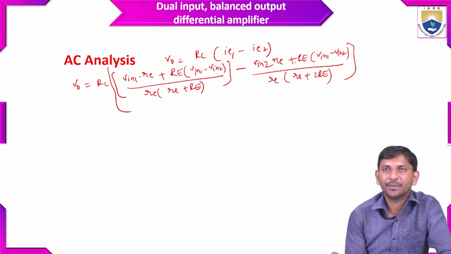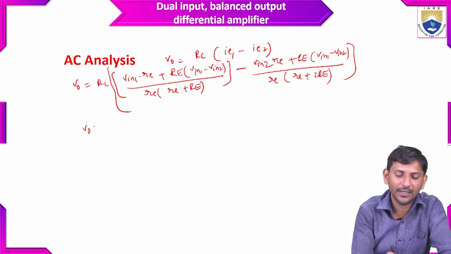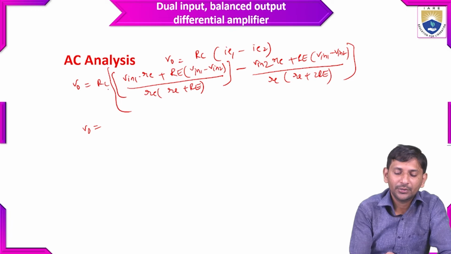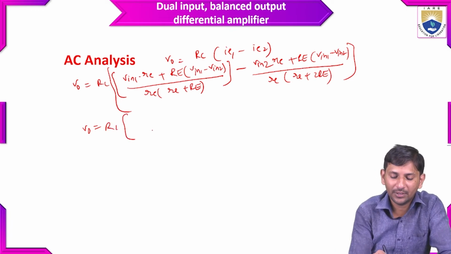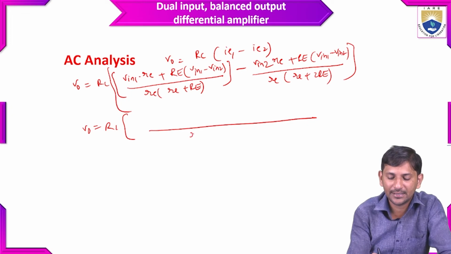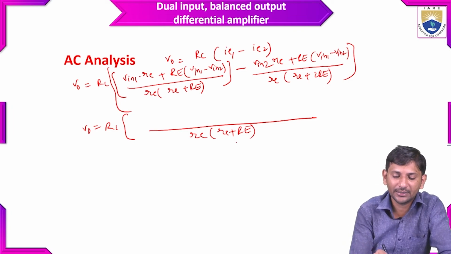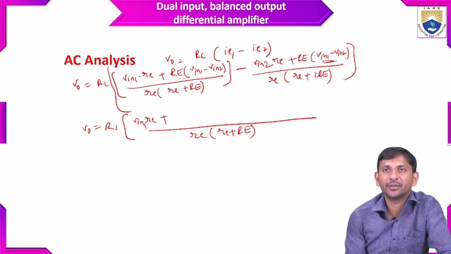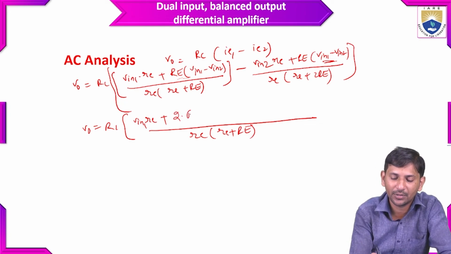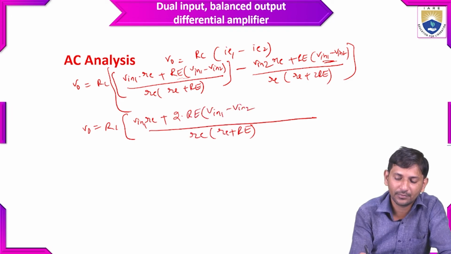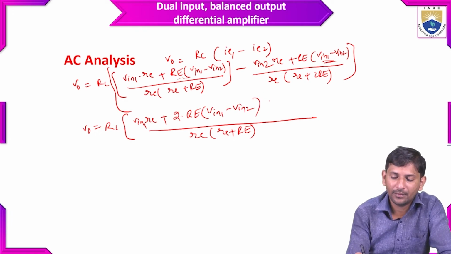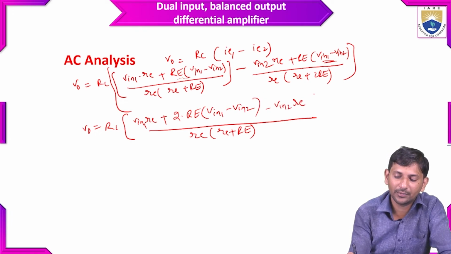So minus will become placed out here. Based on that, we have directly substituted here. So RC is here. Now the denominator is the same. When you are doing LCM, you will get the same denominator, RE plus RE. Now add the numerator terms, V in 1 into RE plus RE V in 1, here RE V in 1 minus V in 2, both are the same term. So directly I am writing 2 into RE into V in 1 minus V in 2, minus V in 2 into RE.